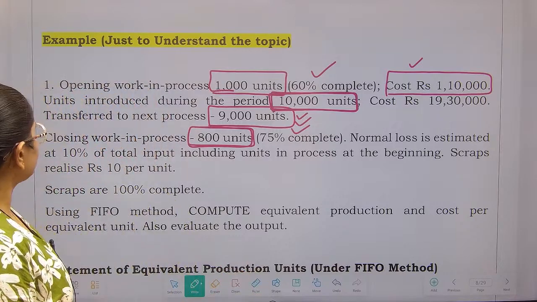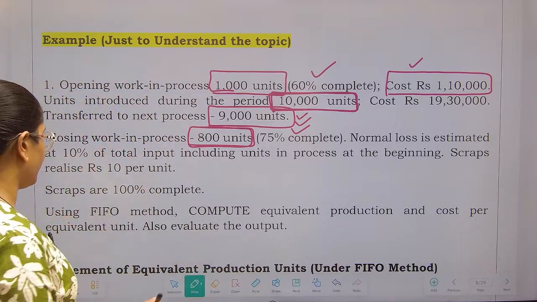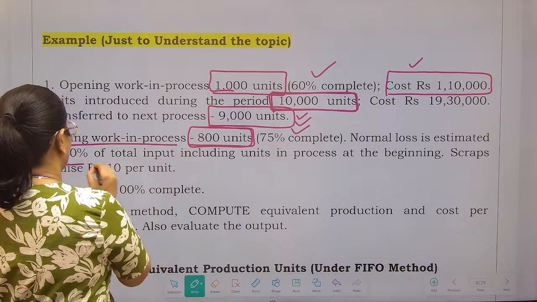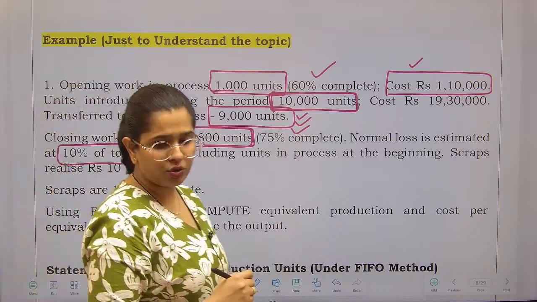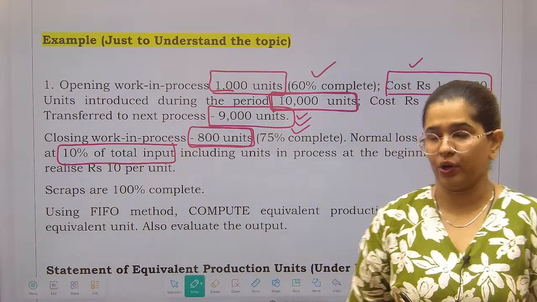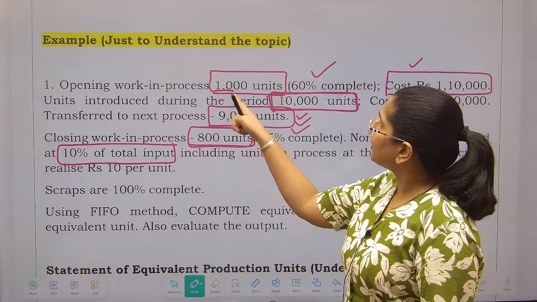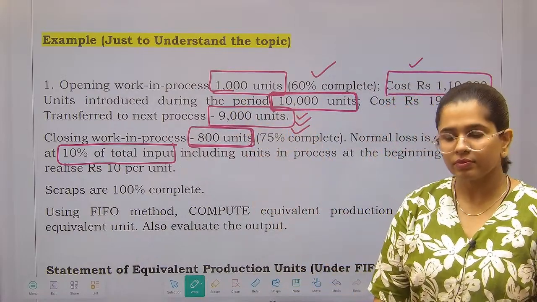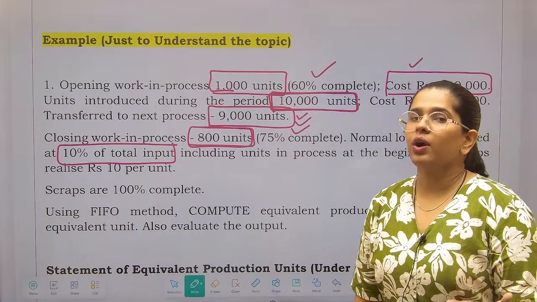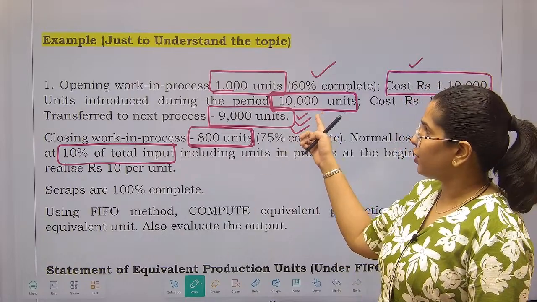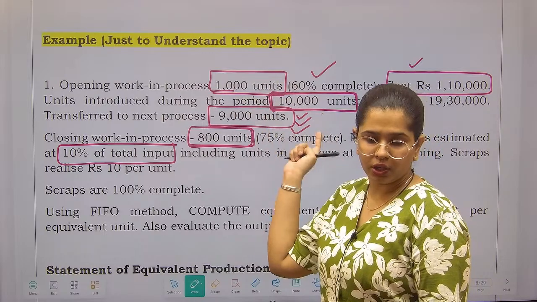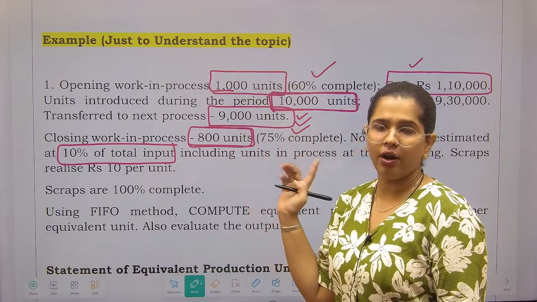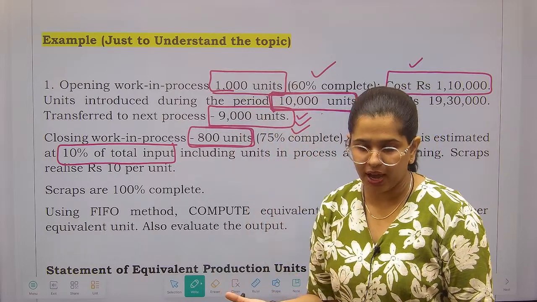Now normal loss is estimated at 10% of total input. Please be aware about these things. नॉर्मल लॉस उन्होंने कहा है 10% of total input. Total input का मतलब क्या? 1000 plus 10,000. ठीक है, नया जो आपने introduce किया, this is a fresh input. Total input means both opening WIP as well as the input that you have made.